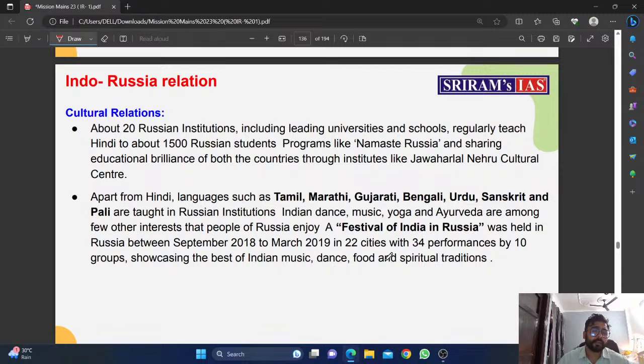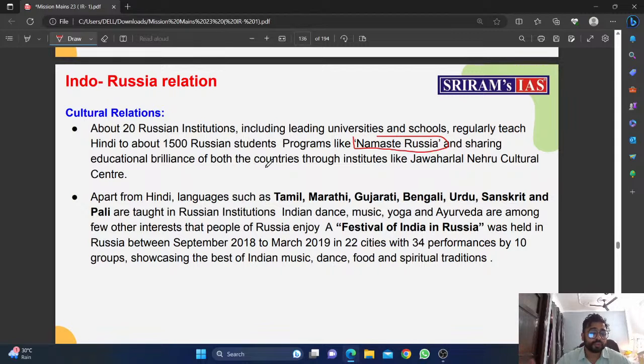Like there are 20 Russian institutions that regularly teach Hindi to 1500 Russian students with programs like Namaste Russia. Then there are many other language courses that are taught there in Russia, and vice versa. You can even learn Russian in India. All these things can happen because both the countries are culturally together.